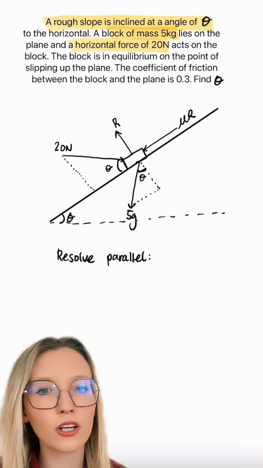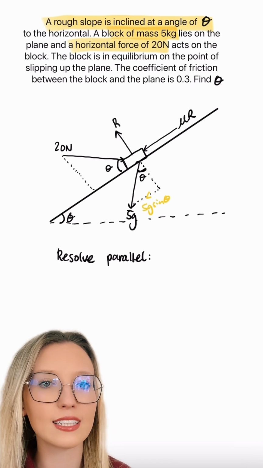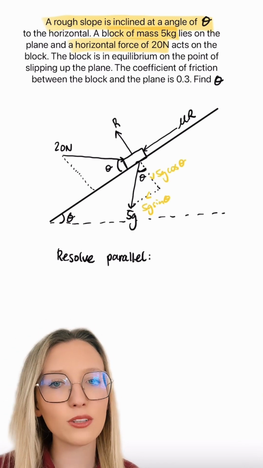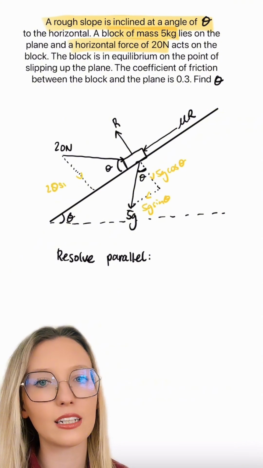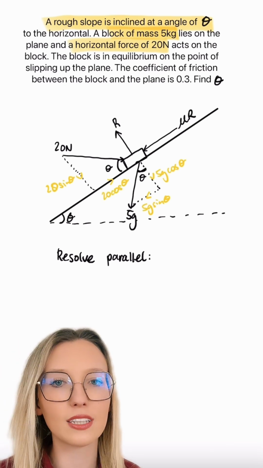So if we take a look at the parallel force, then it will be 5g sine theta, and the perpendicular force will be 5g cos theta. And on 20N, we're going to have that downward force there of 20 sine theta, and the parallel force in this direction equal to 20 cos theta.